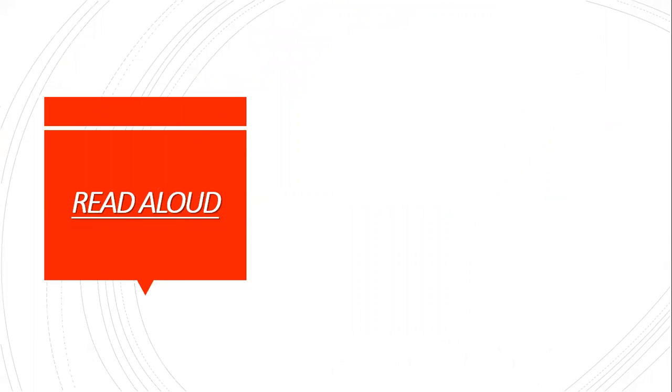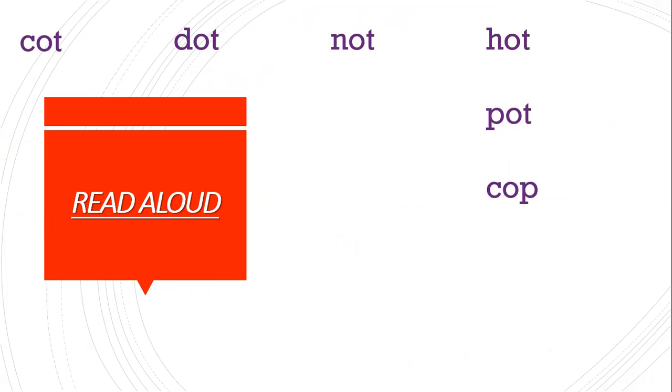Now, let's read aloud. Let's read all the words now. Ka ot got, da ot dot, na ot not, ha ot hot, pa ot pot, ka op cop, ha op hop, ma op mop, da op top. Okay, let's read them once again. Got, dot, not, hot, pot, cop, hop, mop, top.